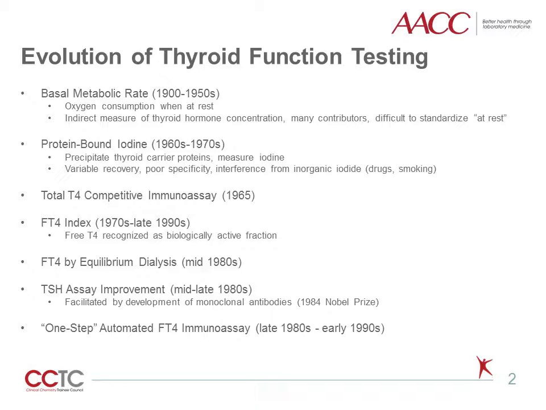Thyroid function testing as we know it began to take shape in the mid-1980s with the measurement of free T4 by equilibrium dialysis, followed shortly by the development of third-generation TSH immunoassays with limits of detection capable of differentiating between euthyroid and hyperthyroid patients. Lastly, the development of one-step automated free T4 immunoassays facilitated the routine measurement of free T4 in hospital laboratories.